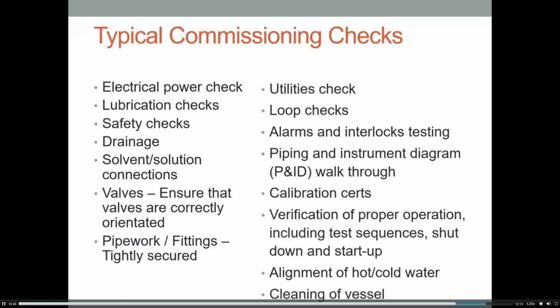So you might have thought of some of these already. Other things would be your utilities checks: your vacuum, your water, any other utilities that you might need. The loop checks, that everything is connected okay. Alarms and interlocks: are they all working properly? Your P&ID drawings, walking down through those to make sure everything is okay. Are there calibration certs associated with this commissioning, and making sure that they are maintained, stored and controlled appropriately?